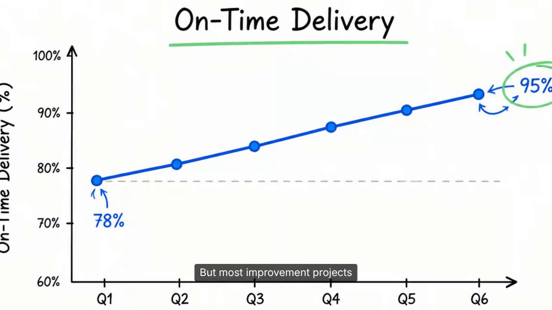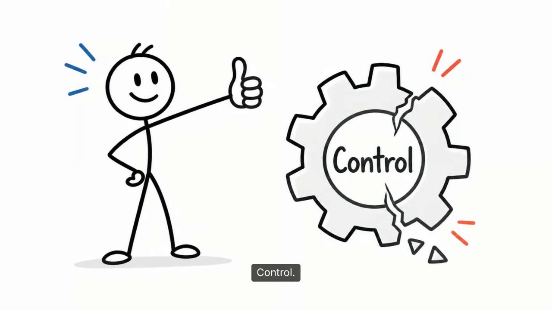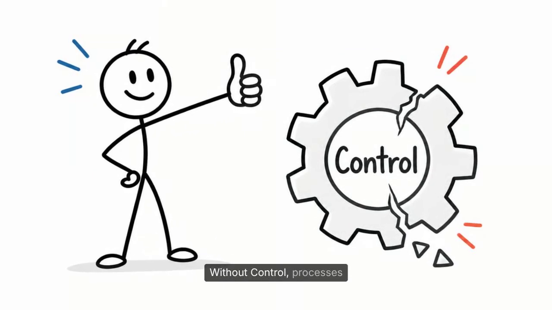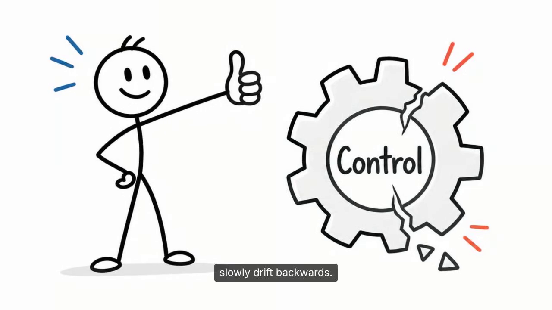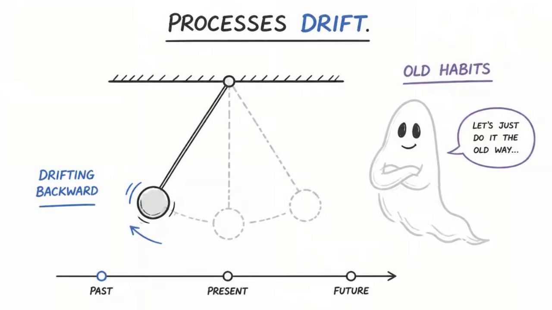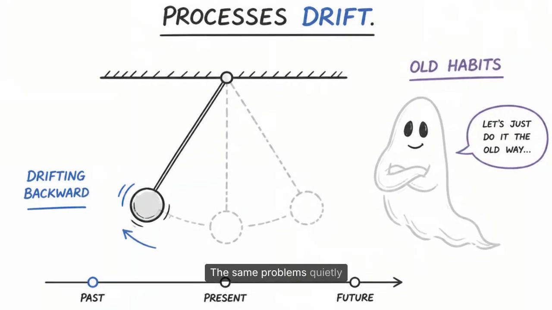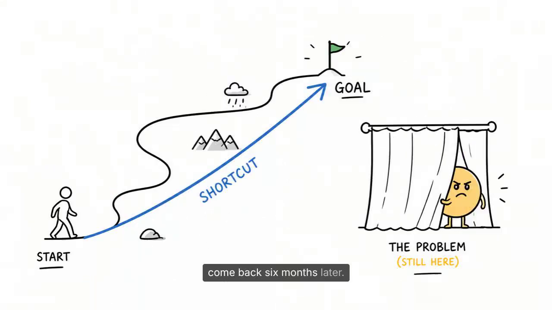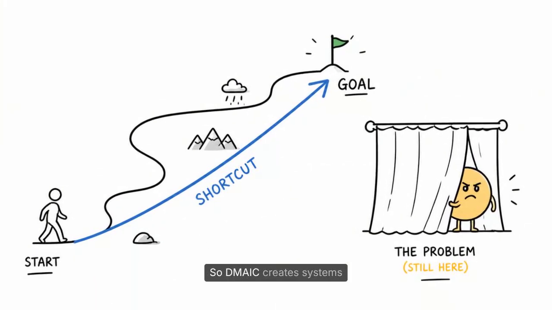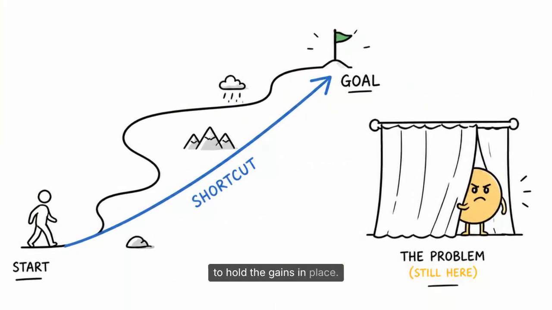But most improvement projects fail at the final stage. Control. Without control, processes slowly drift backwards. Old habits return. Shortcuts appear. The same problems quietly come back 6 months later. So DMAIC creates systems to hold the gains in place.